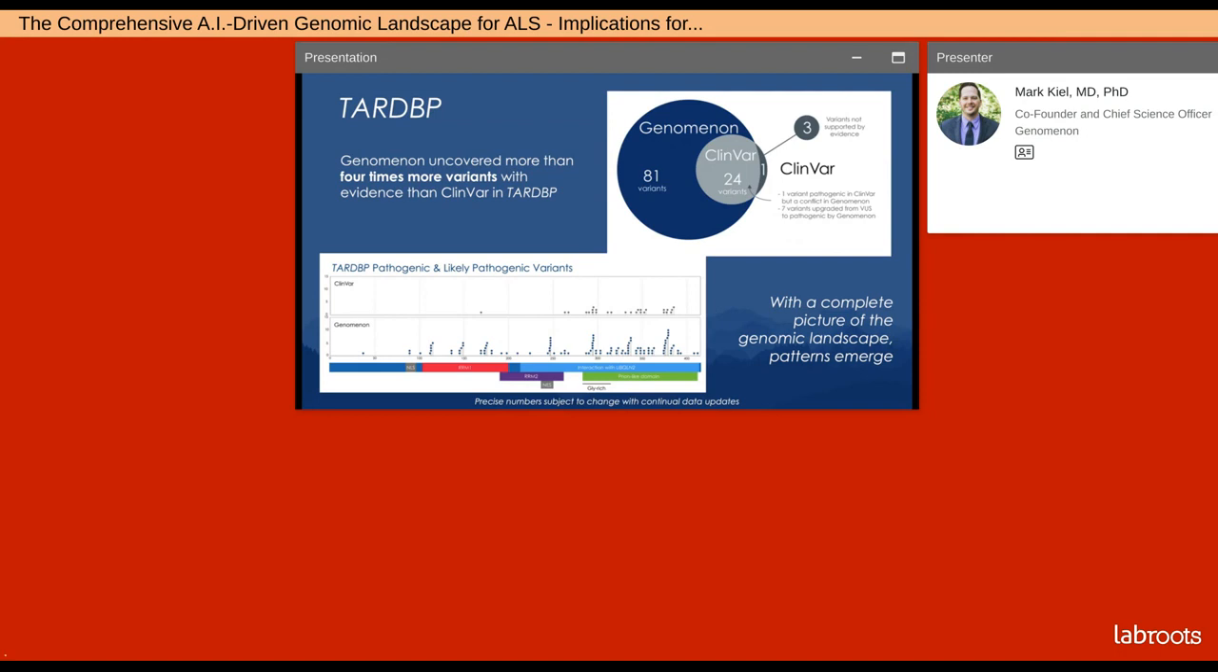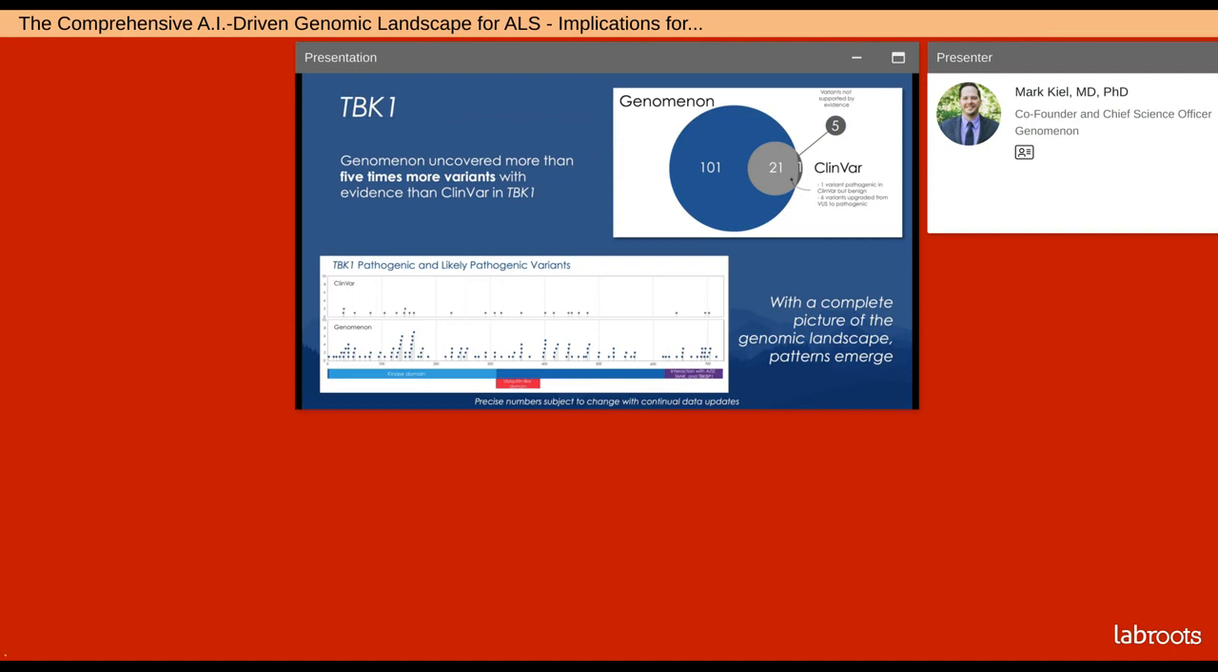Just really quickly, for TARD-BP, there's 4 times more variants in the Genomenon ALS landscape compared to ClinVar. And in particular, if you look at the protein diagram at the bottom, there's a dearth of variants represented in ClinVar in multiple of the functional domains in TARD-BP. Whereas in the genomic landscape from Genomenon, there's a significant number of variants associated with patients and often with functional studies that can indicate how that domain in that protein can be mutated to cause disease.